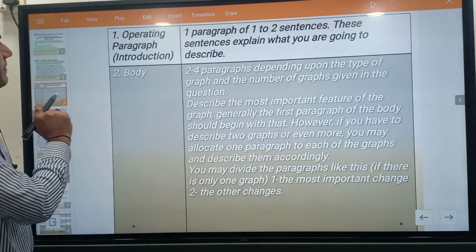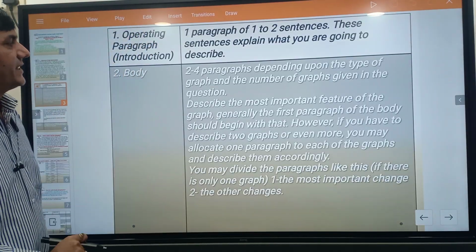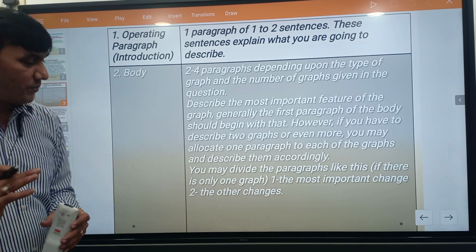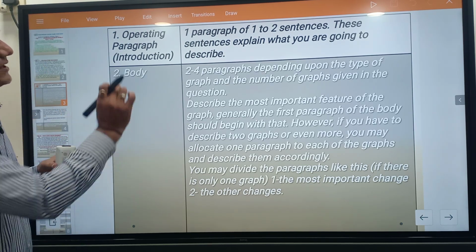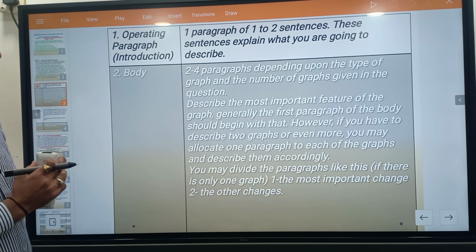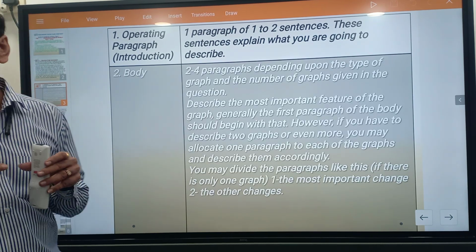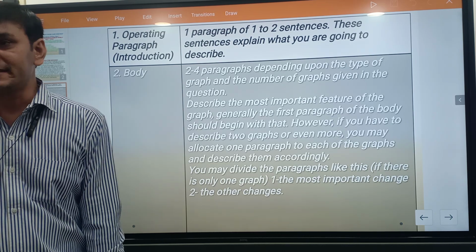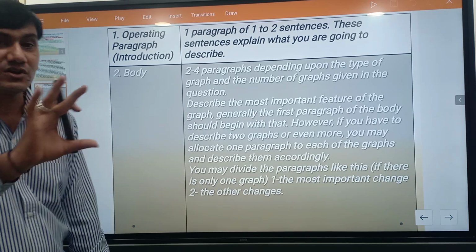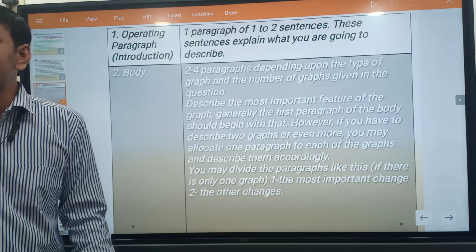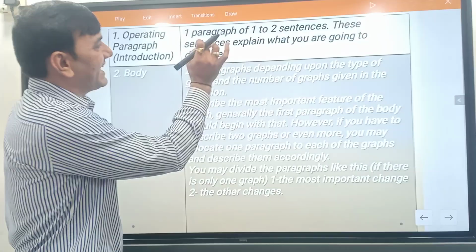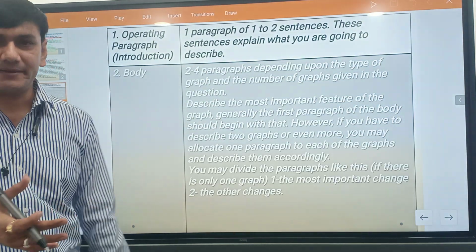So first we see the opening paragraph, that is called introduction. What you have to write in opening paragraph? In opening paragraph, you have to write, number 1, a paraphrase of 1 to 2 sentences. You don't have to copy. Copy means a rubric sentence. Don't write the copy sentence from the introduction. Just have to paraphrase the question. Second, these sentences explain what you are going to describe.